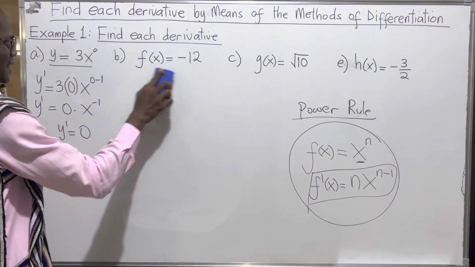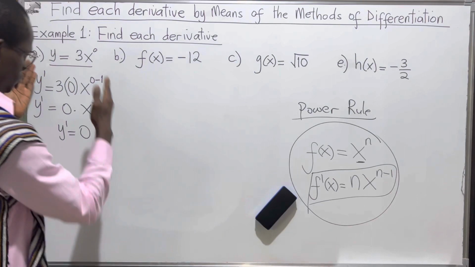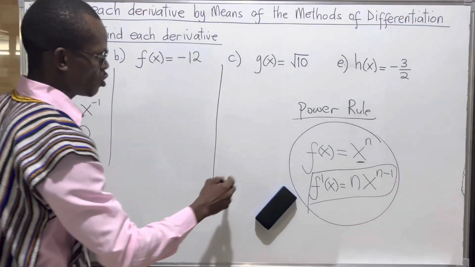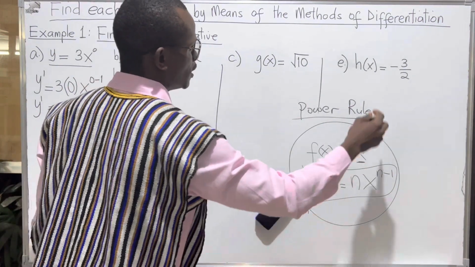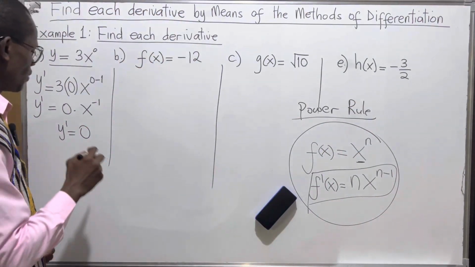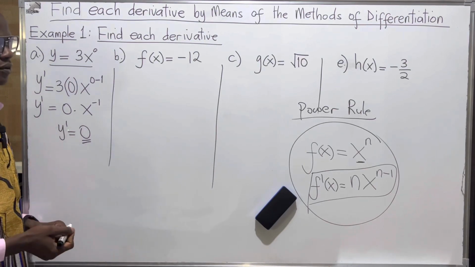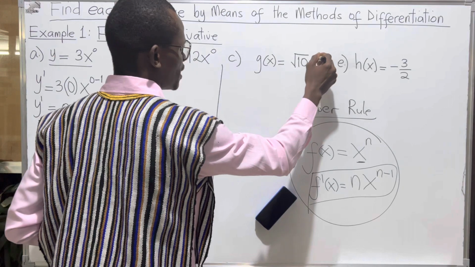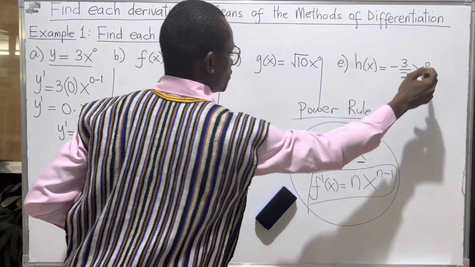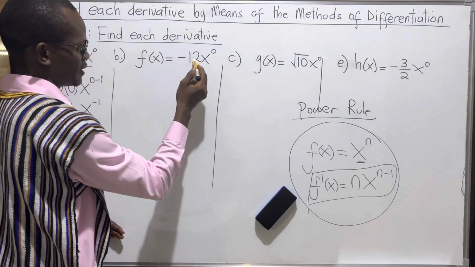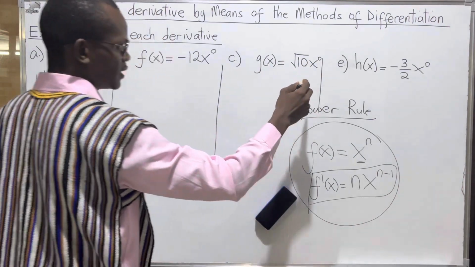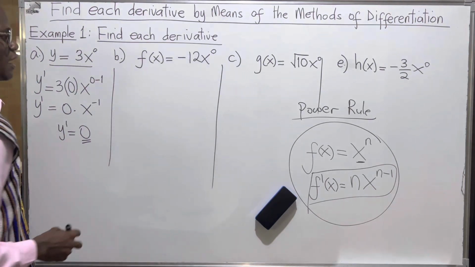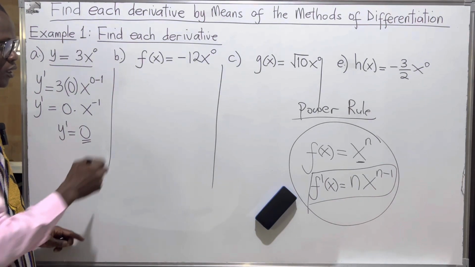If we apply this same method for questions 1b, 1c, 1d, and 1e, we will arrive at our final answer to be 0. That is, if we put x raised to the power 0 each time, and you multiply 0 by this 12, 0 by square root of 10, 0 by minus 3 over 2, all of them will arrive at our final answer 0.